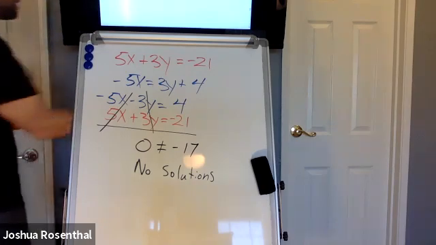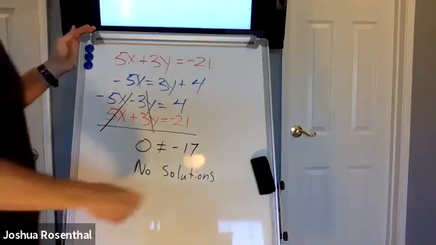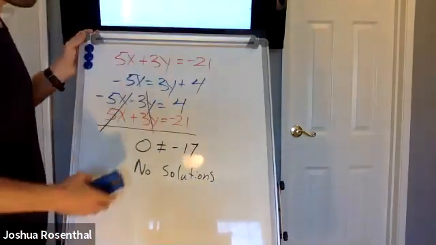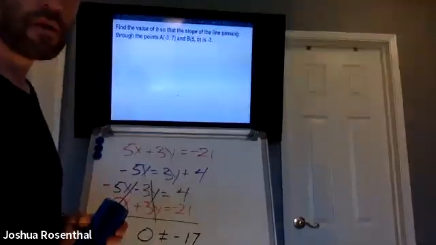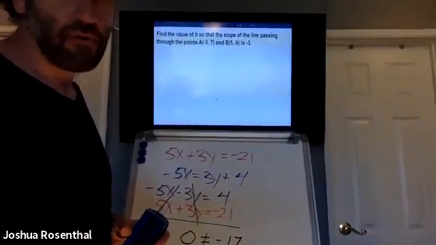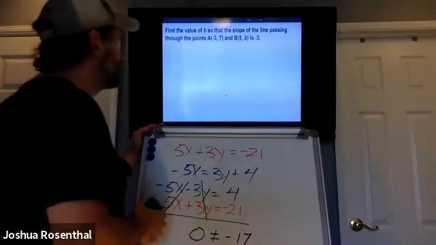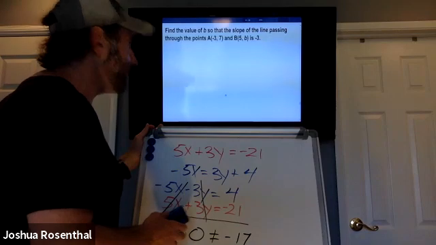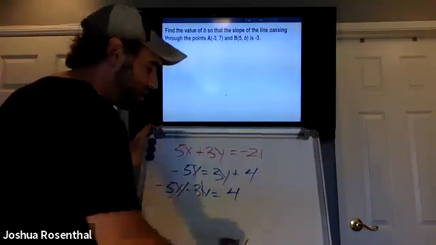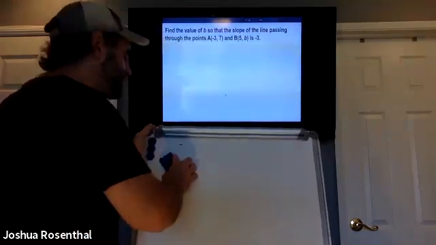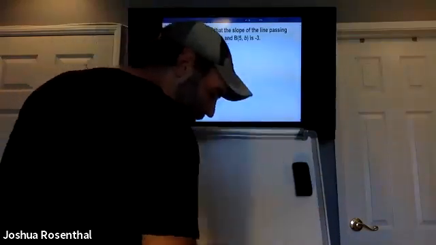All right. This one is interesting. Find the value of b so that the slope of the line passing through the points -3, 7 and 5, b is -3. So this one tests to see your understanding of how slope works.